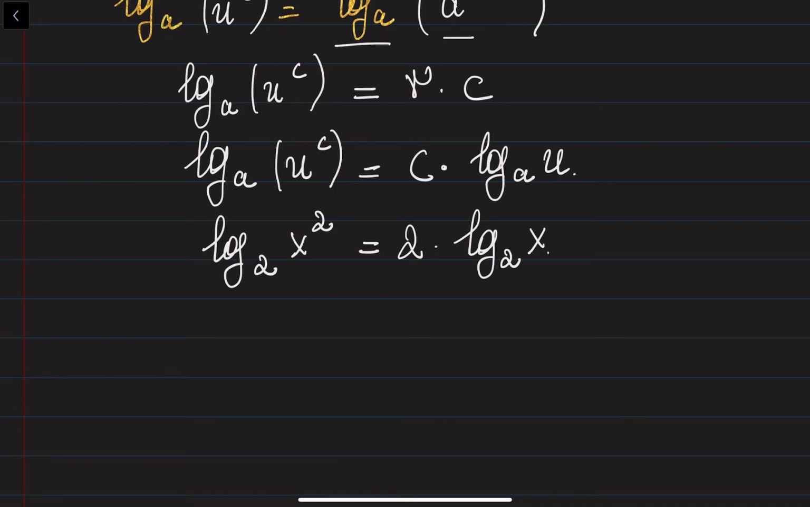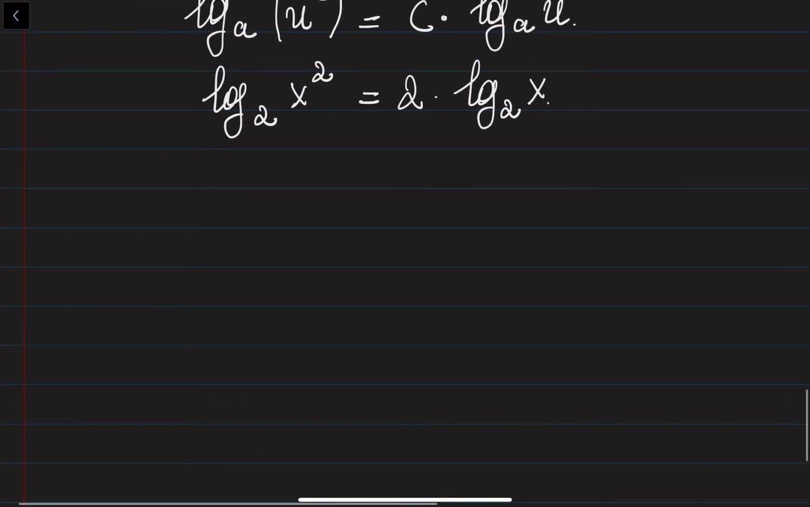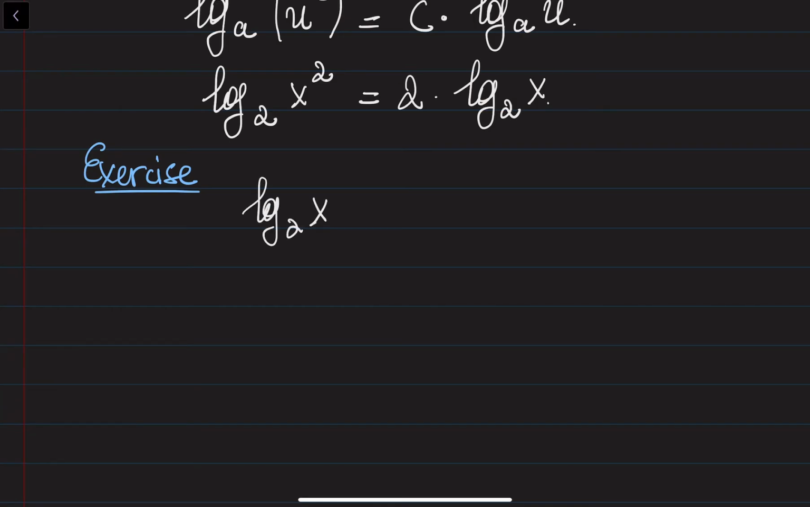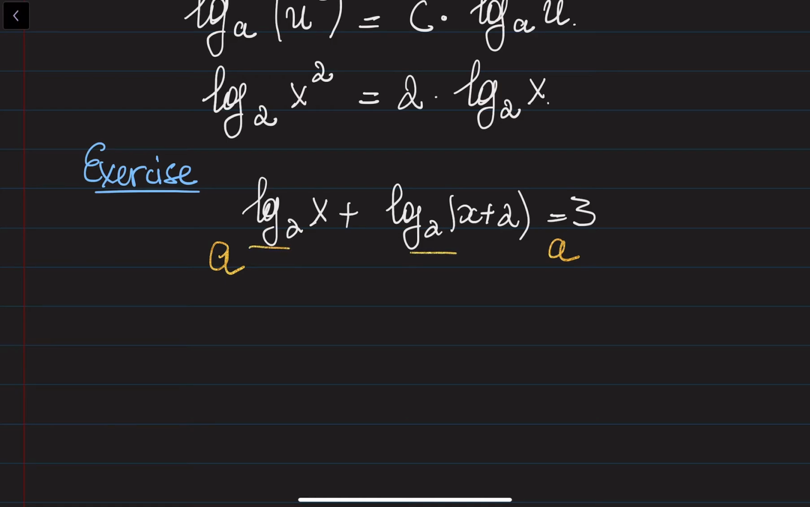Let's do an exercise to solve logarithmic equations. Let's say you're given log base 2 of x plus log base 2 of (x plus 2), and this is equal to 3. You still need to find x. You can't really apply the exponential function to both logs at once, because it is not going to cancel these two logs at the same time.